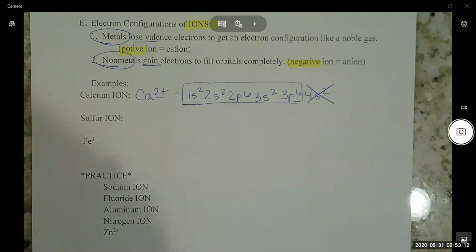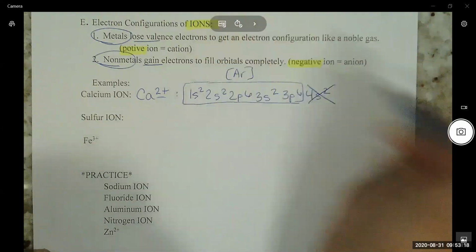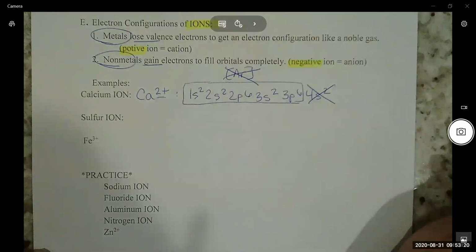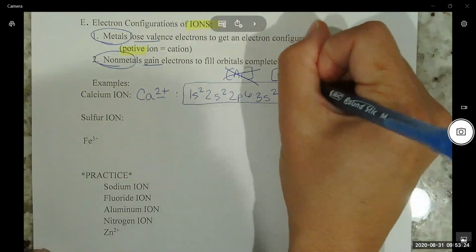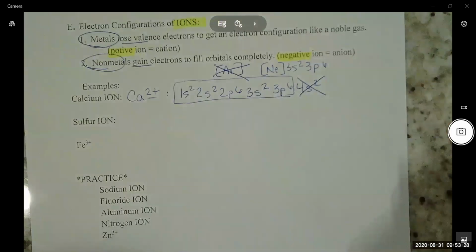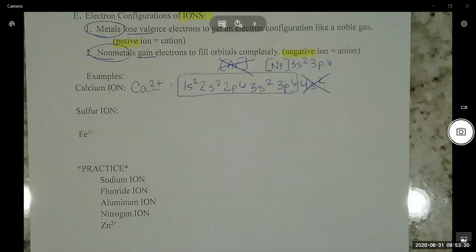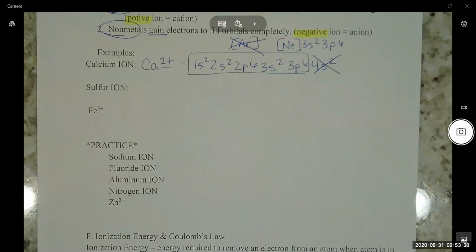Unfortunately, you cannot just write that as argon. They don't like that very much. You can write it as neon 3s2, 3p6. They always want that last row written out and not included as part of your noble gas brackets. Okay, let's talk about sulfur real quick.